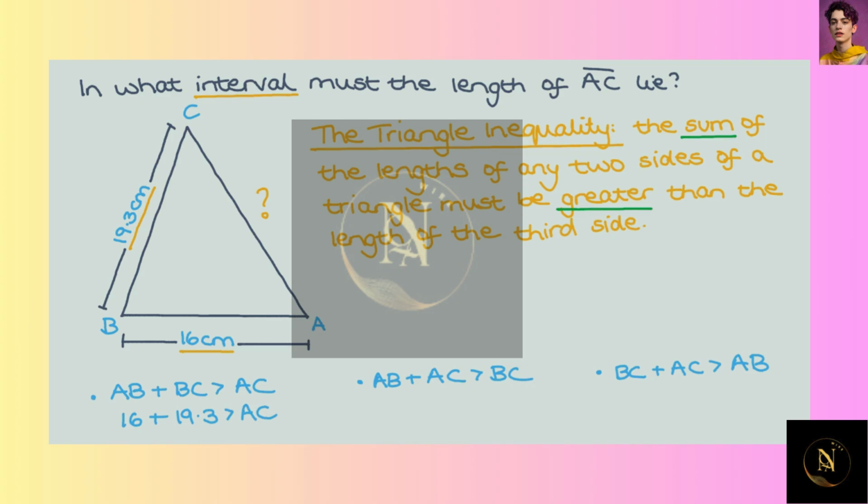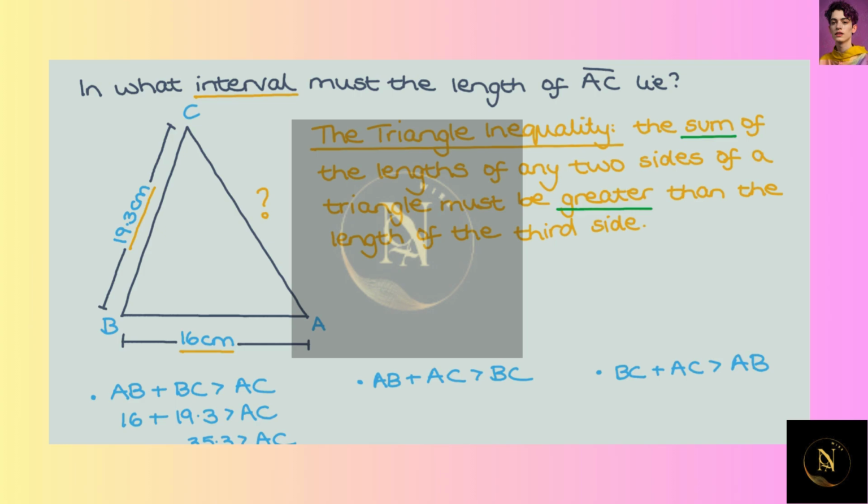Substituting the value of 16 for AB and 19.3 for BC, we have that 16 plus 19.3 is greater than AC. This simplifies to 35.3 is greater than AC. Or if we write this inequality the other way around, we have that AC must be less than 35.3. So this is perhaps part of our answer. We now have an upper bound on AC. We know it can't be greater than 35.3.